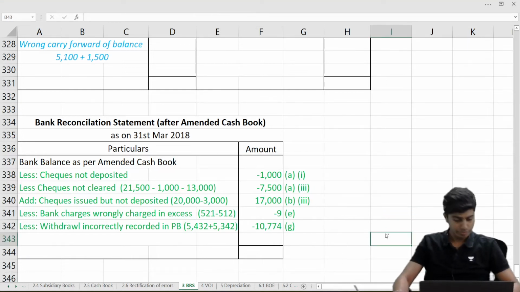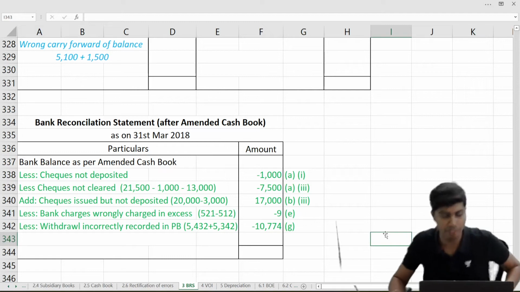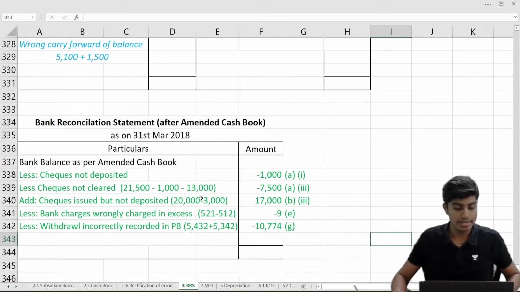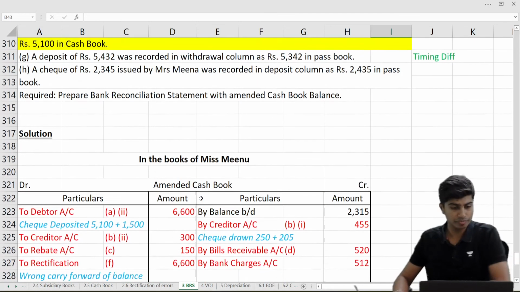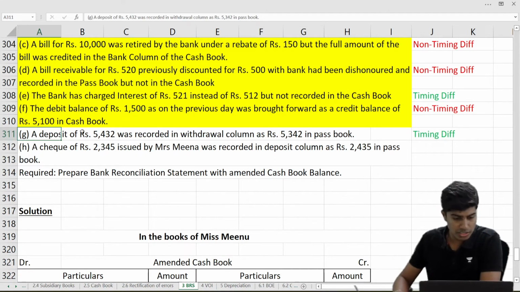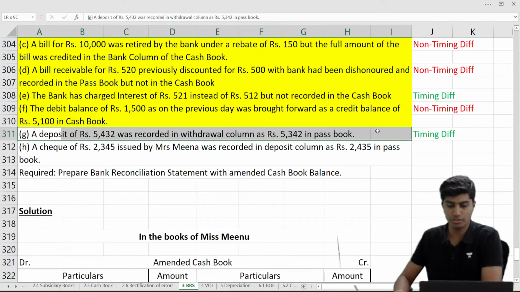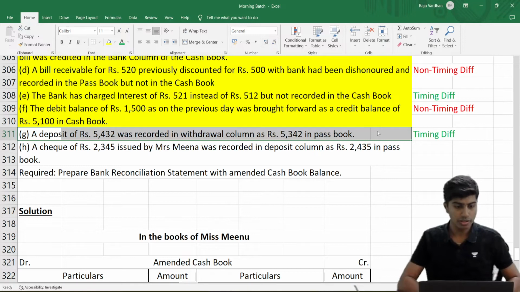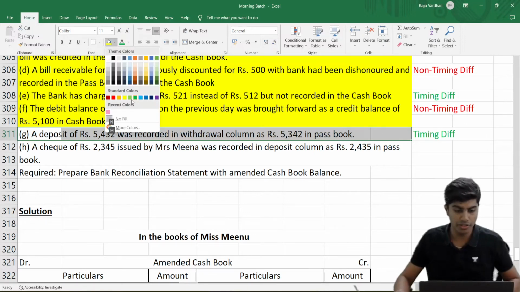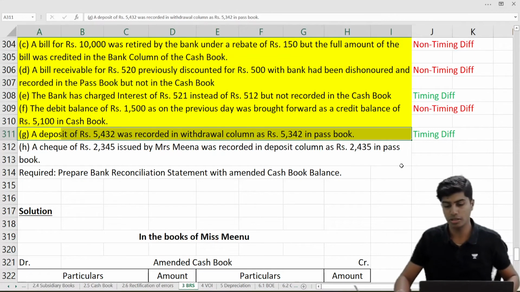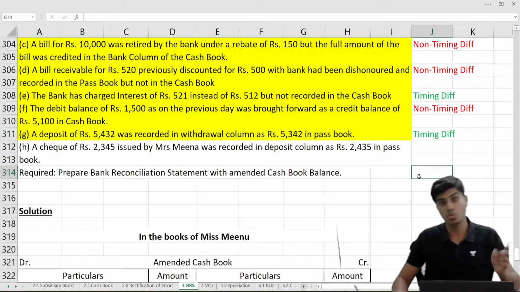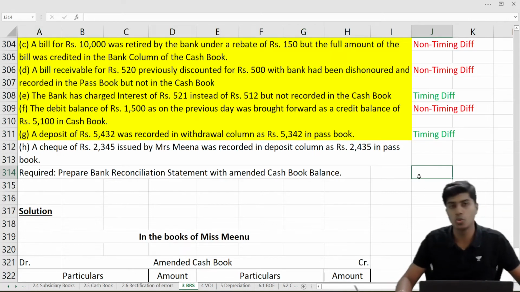Clear? I hope you guys don't have doubt with regard to this part. Come on, let's quickly see the next one. We will now see the last adjustment in this question, adjustment H. Like I mentioned, I'll be doing another video on another question from this very chapter, BRS with amended cash book. Please do watch that as well.